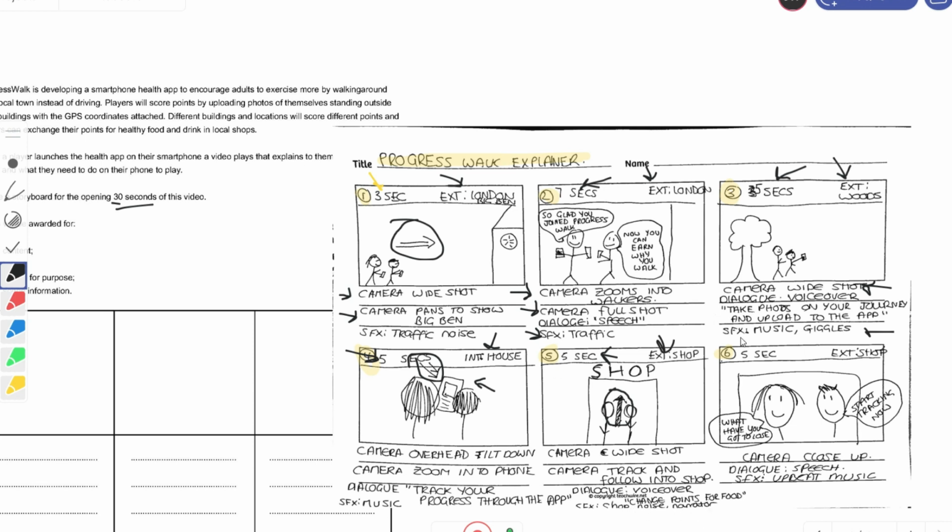And then my last shot, again, 5 seconds. I'm on the exterior of the shop this time. And then what have you got to lose? Start tracking now. So again, the dialogue here is in the speech bubble. Camera is in close up. It's not moving. Dialogue is a speech, and then my sound effects, other than the speech, is some upbeat music to kind of tell people what to do.